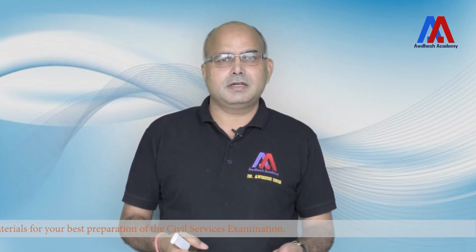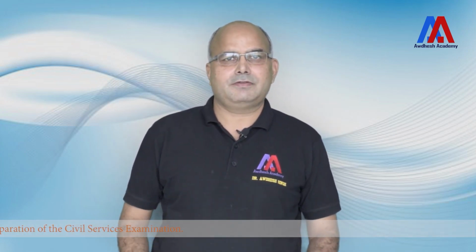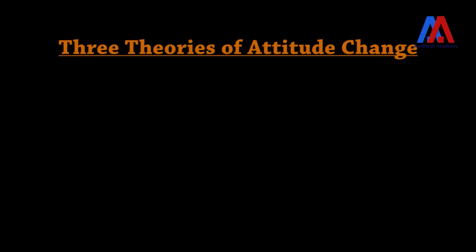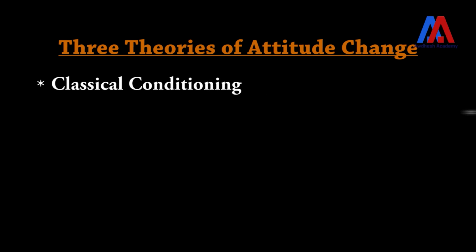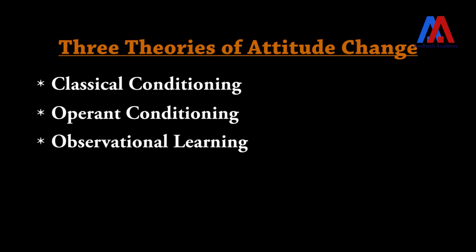So today we are going to learn a couple of theories which explain how we can learn attitude in our life. There are basically three theories of attitude change. The first is called classical conditioning, the second is called operant conditioning, and the third is called observational learning. Let us first learn about classical conditioning.